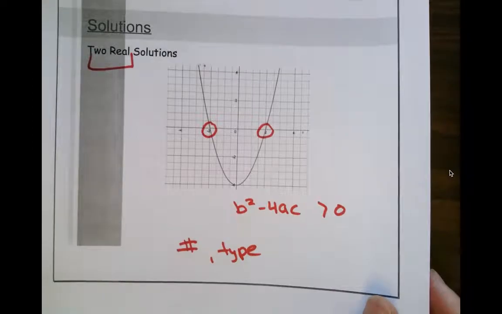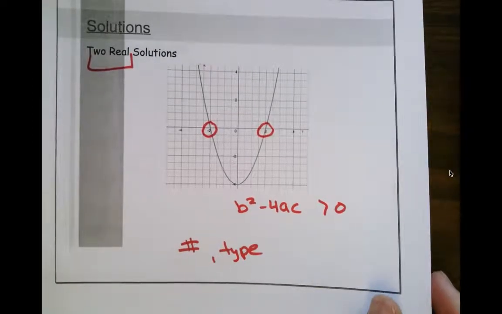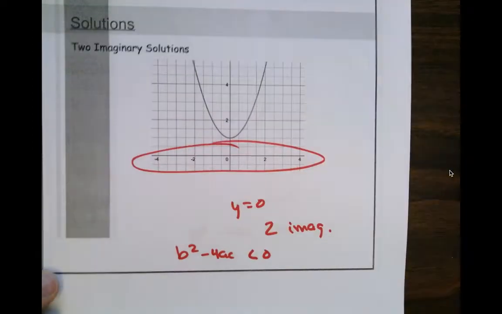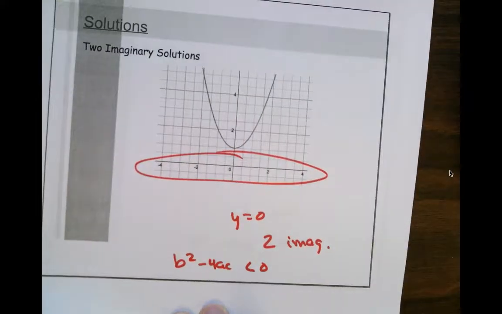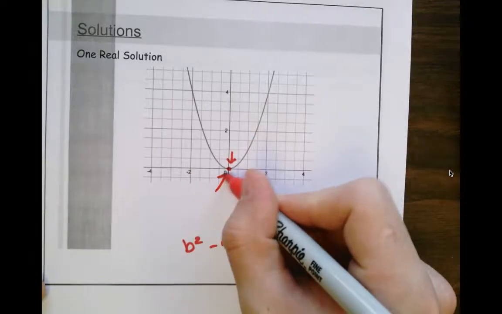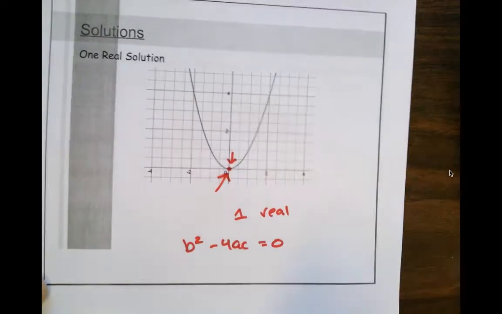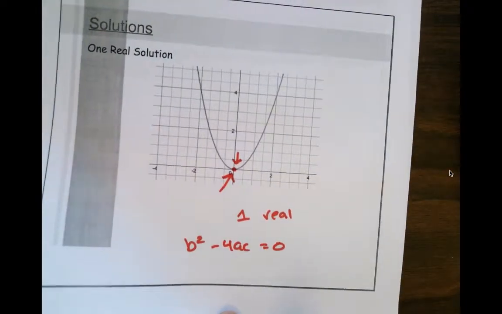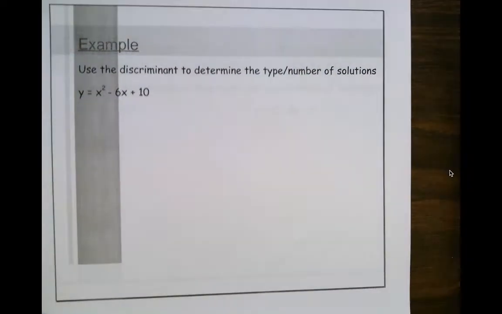It'll be two intersections of the x-axis. Imaginary, it doesn't intercept the x-axis. Here, it's going to intersect the x-axis at one point. So it's going to just touch at one point. That would be one real solution. A real solution is an x-intercept.